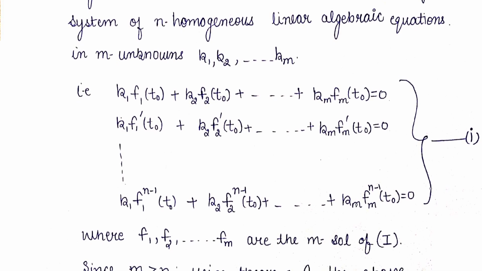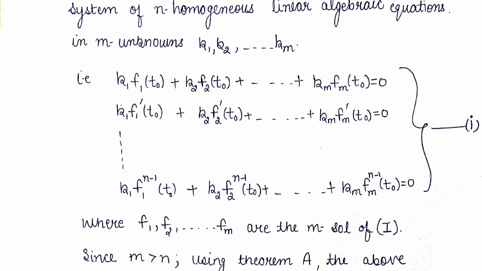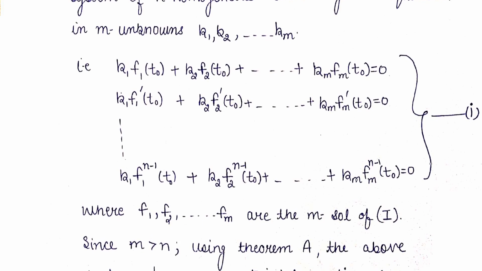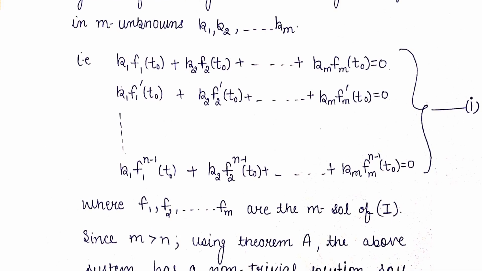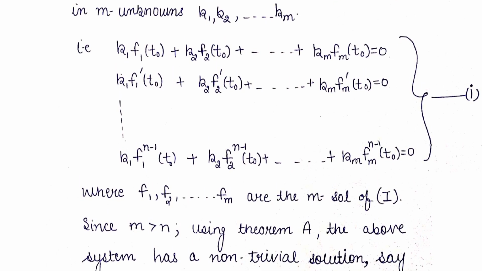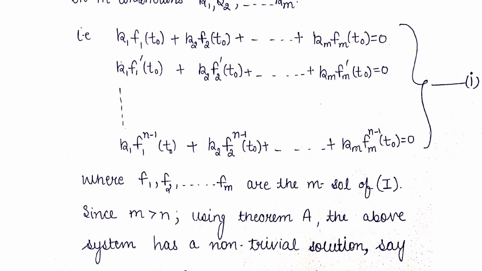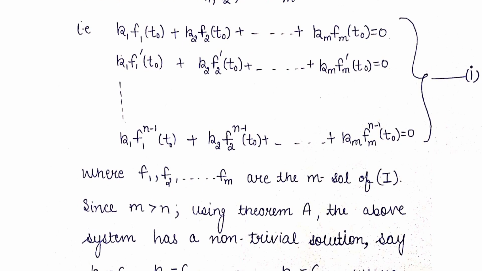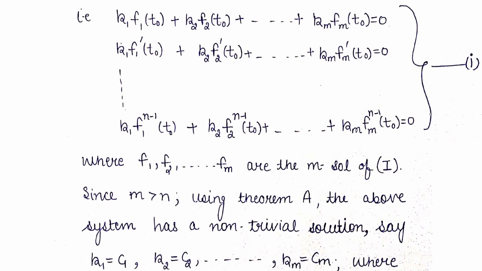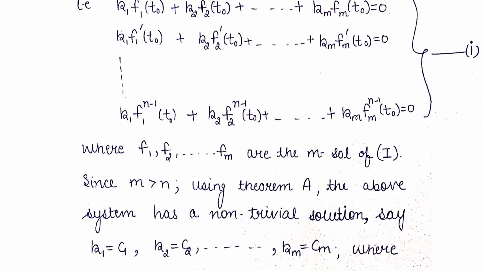is equal to 0. Since F1, F2, Fm are given, you can always evaluate F1 t naught, F2 t naught and Fm t naught, and similarly their corresponding derivatives at the point t naught. So here the unknowns are K1, K2, Km, and this is a system of n equations in m unknowns. So using the result of theorem A, we can say that the system of equations 1 has a non-trivial solution.